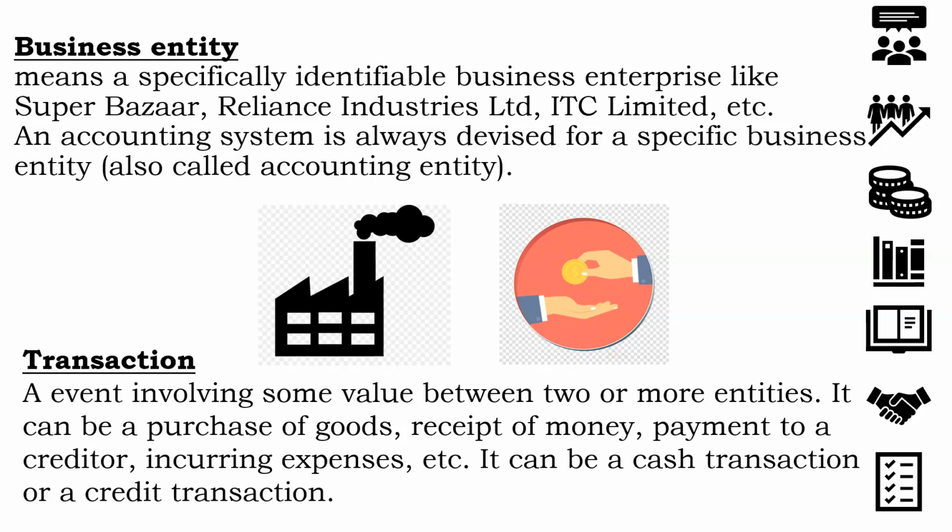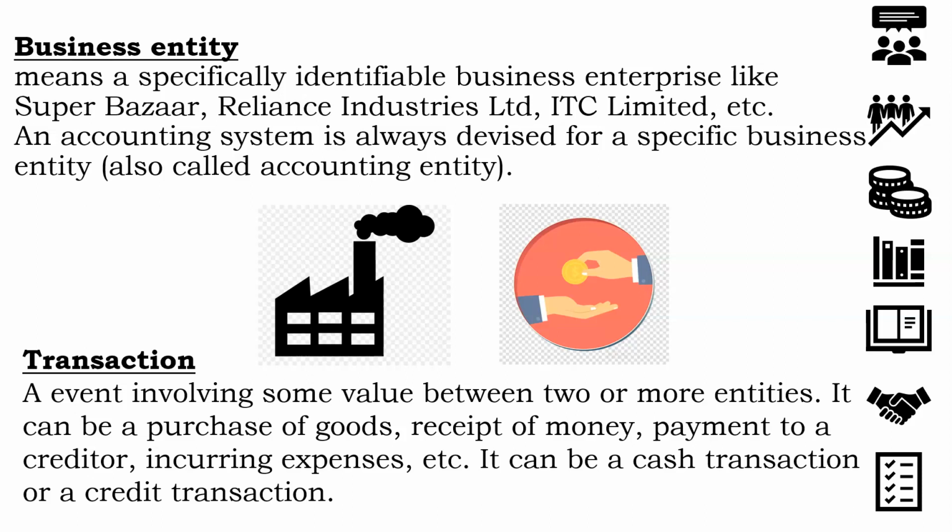The first and the most basic term for accounting is business entity. It means a specifically identifiable business enterprise like Super Bazaar, Reliance Industries Limited, ITC Limited, etc. An accounting system is always devised for a specific business entity, also called an accounting entity. So very well said, a business entity will always be called an accounting entity.